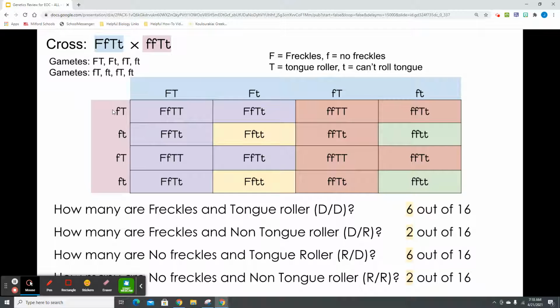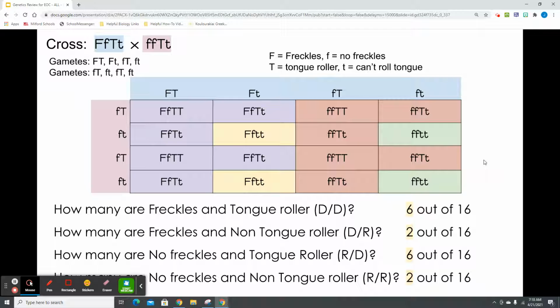Then what you do is you combine. So you match up what's on the top and what's on the side, keep the F's together, keep the T's together. So this is big F, big T, big T. Big F, big T, little t. And you would fill out the entire chart that way. Looking here at the end, I've got a little f, little t, little t.